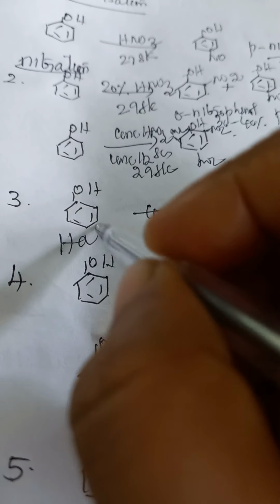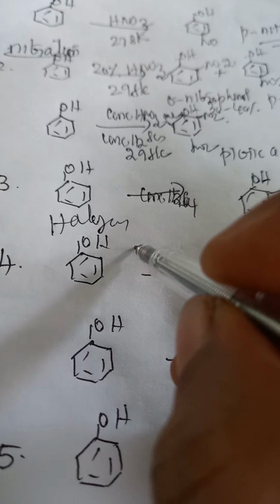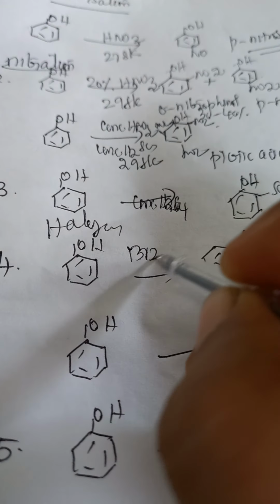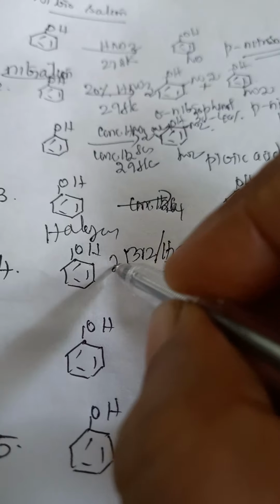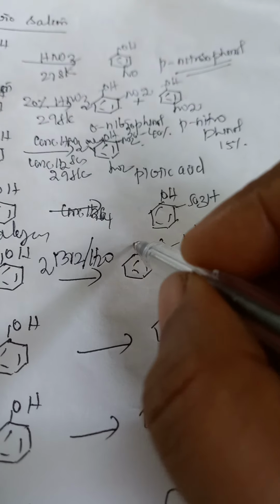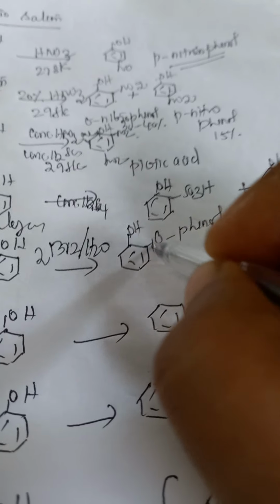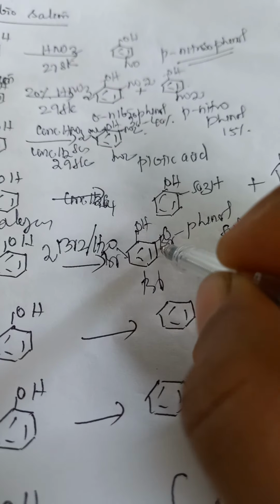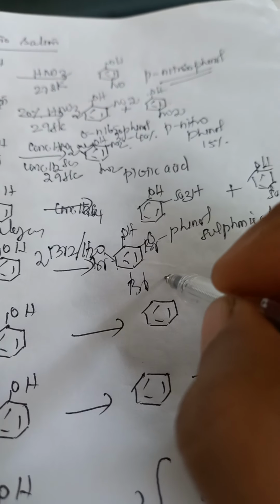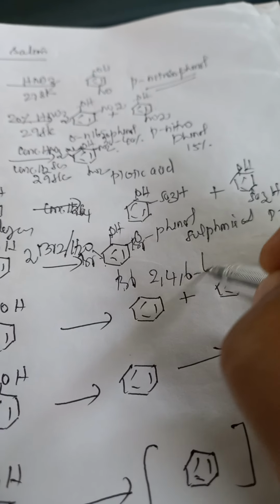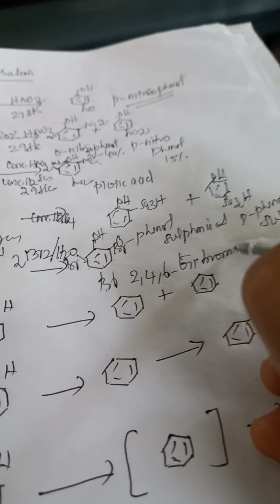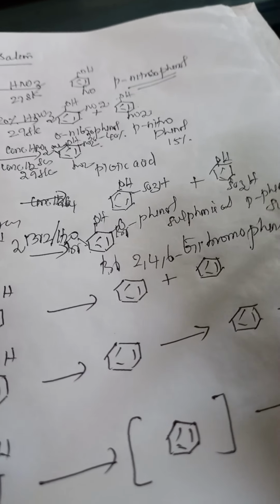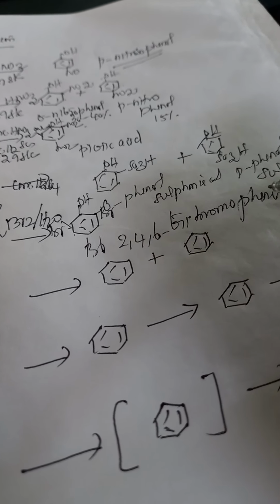Next, halogenation. Fourth one, halogenation. Phenol is treated with bromine water, 2 molecules. So we get a product with OH and Br, 2, 4, 6 tribromophenol.